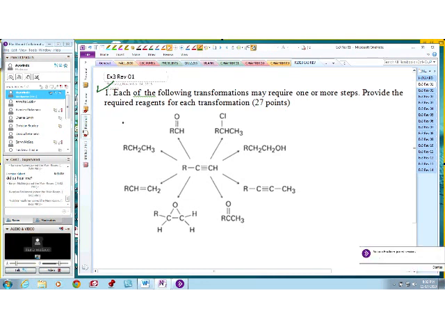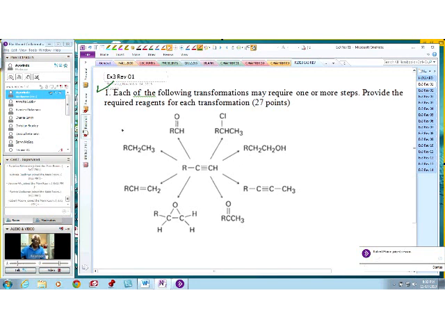Each of the following transformations may require one or more steps. Provide the required reagents.